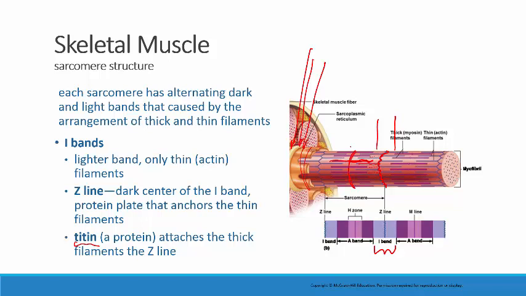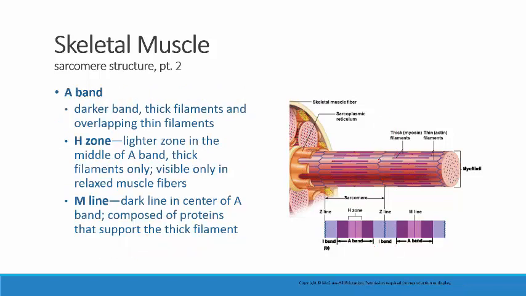Okay, so the I band surrounds the Z line here, and it's a region that is lighter in color because all that we see in this I band when the muscle is relaxed is thin filaments, and so it creates a lighter color in that stripy pattern. That's the lightness in between the dark stripes. The A band is the dark stripe. This is the region where the thick filaments are found.